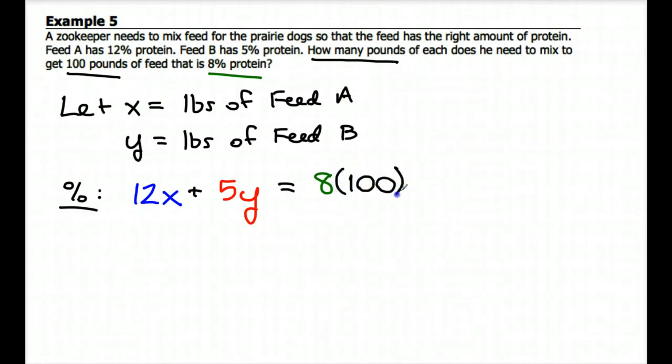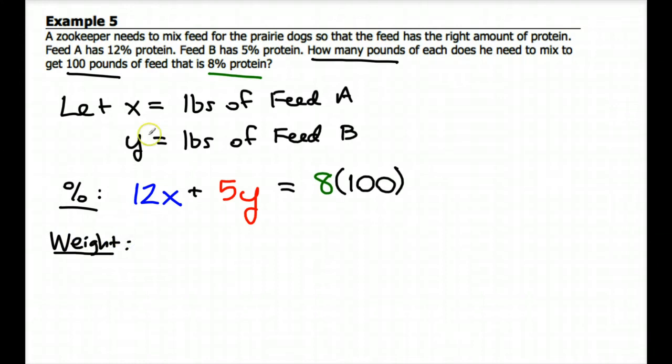So what I'm doing is I'm taking the percentage times the weight, plus the percentage times the weight, to equal the percentage times the weight. I have a 12%, I have a 5%, I want to add those together and get an 8% and 100 pounds of that. So that's going to be my first equation there. Your second equation, we just are going to write that deals with the pounds themselves. The second equation is only dealing with the weight, nothing to do with the concentration.